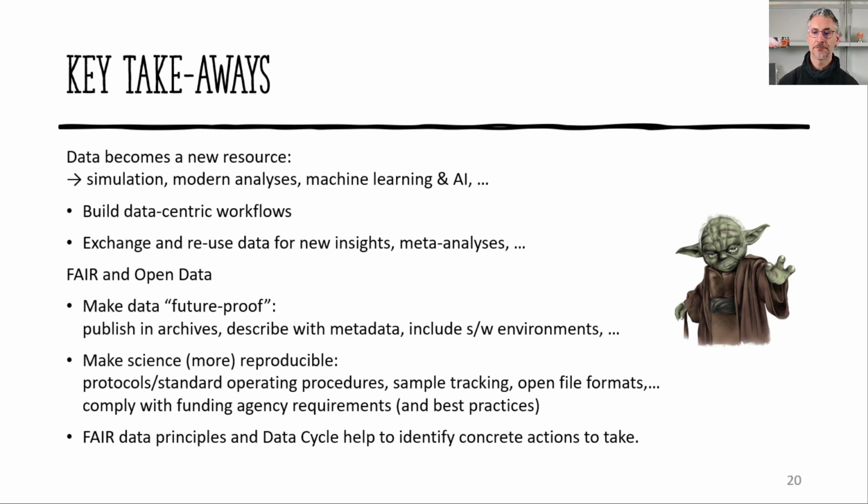So we need to make our data future-proof. We need to publish our data in archives, describe it with relevant metadata, and include our software environments. As a benefit, it also makes our science even more reproducible. We define how we acquire the data, which instruments we use, we track our samples, we convert to open file formats, and so on. This automatically means that we also comply with the funding agency requirements and best principles. The FAIR data principles and open and the data cycle help us to identify which actions we need to take.